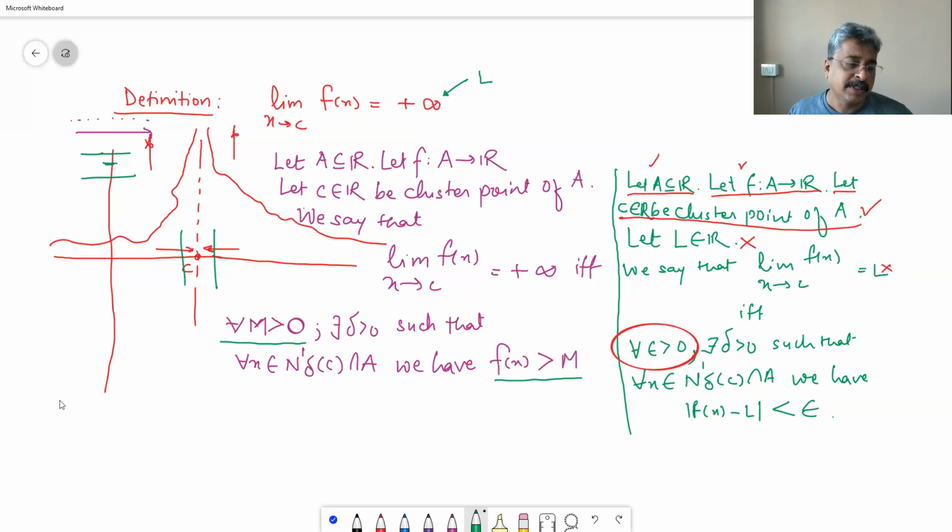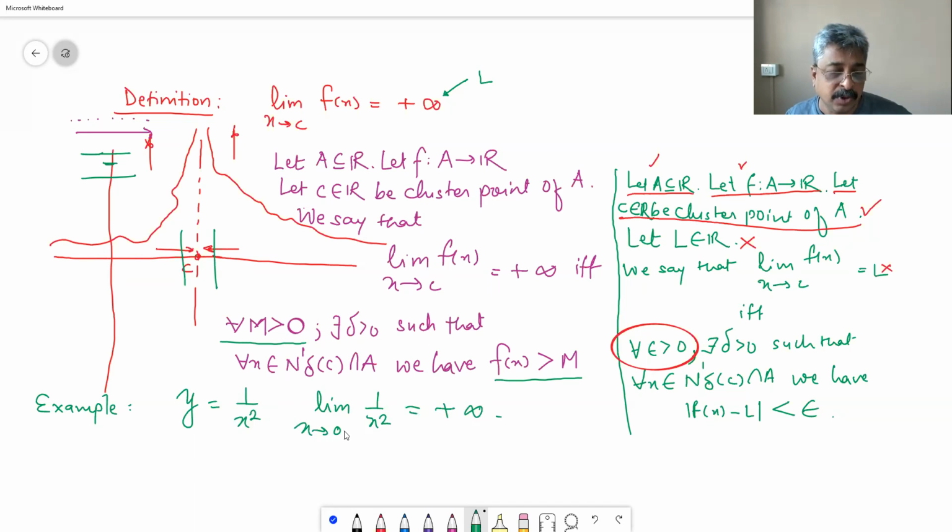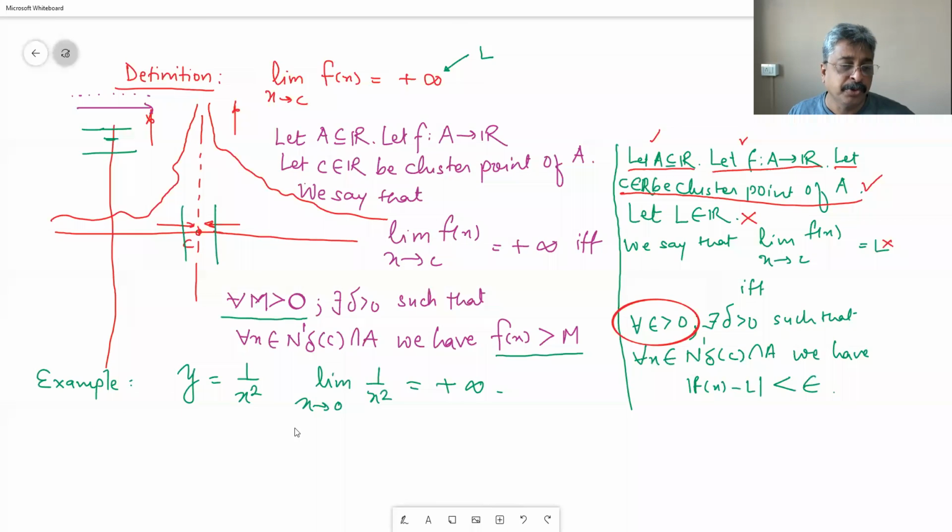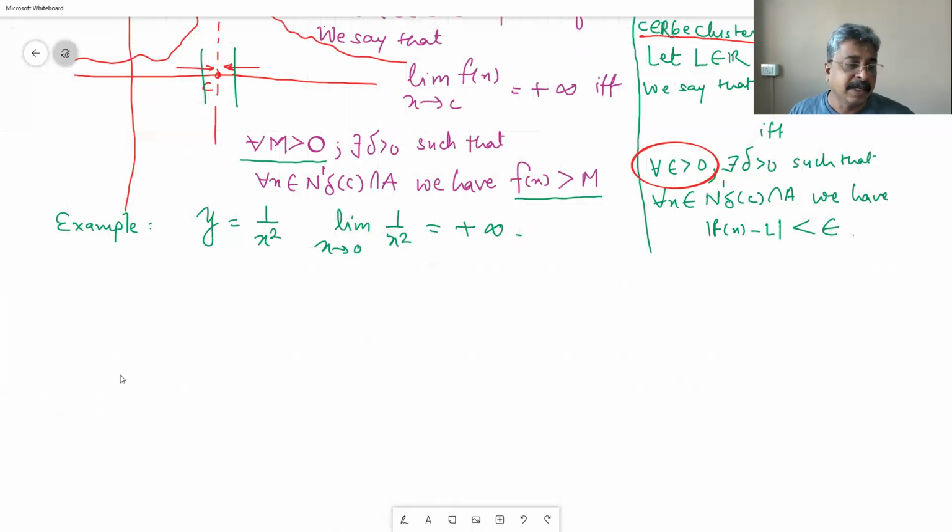Now let us take the example. y is equal to 1 upon x square. Near 0, as you go near 0, this value goes to infinity. So limit of 1 upon x square as x tends to 0 is equal to plus infinity. Okay, we will prove this, but intuitively we are aware that the graph is like this.